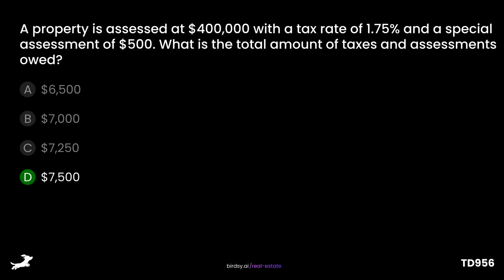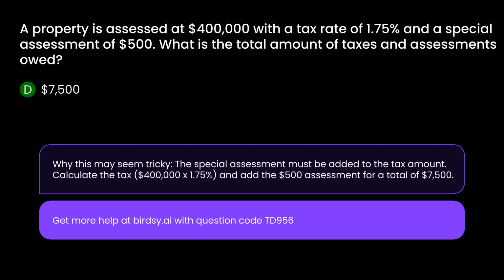$7,500. Why this may seem tricky: the special assessment must be added to the tax amount. Calculate the tax, $400,000 times 1.75%, and add the $500 assessment for a total of $7,500.